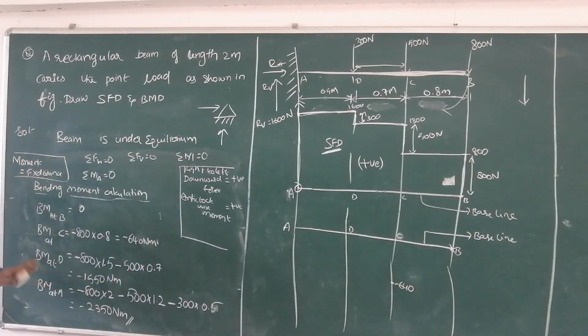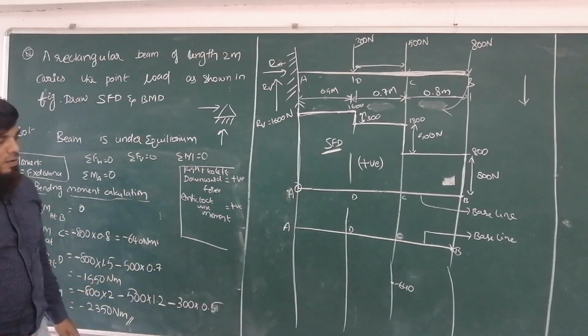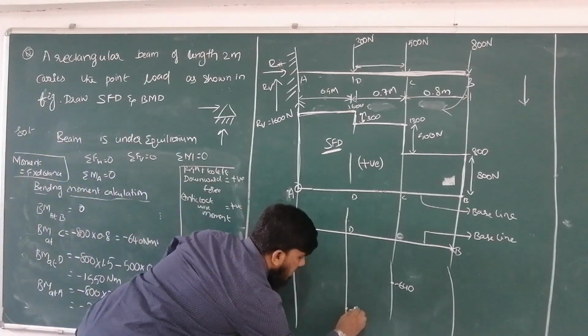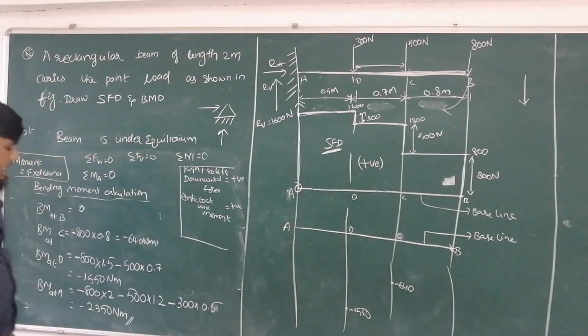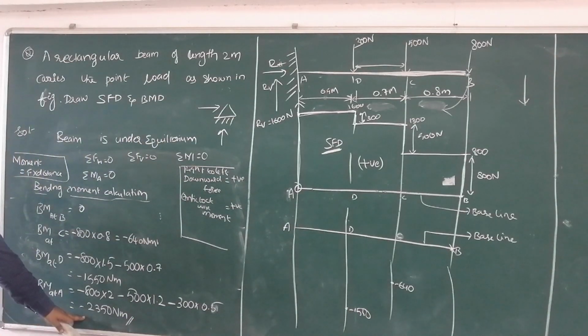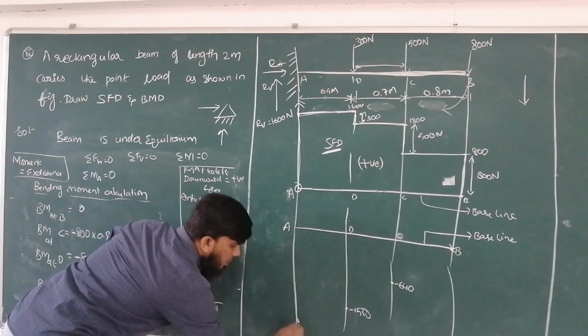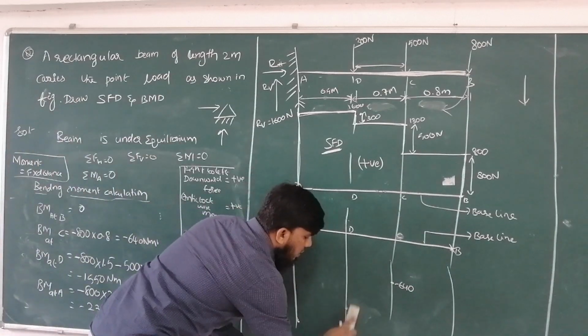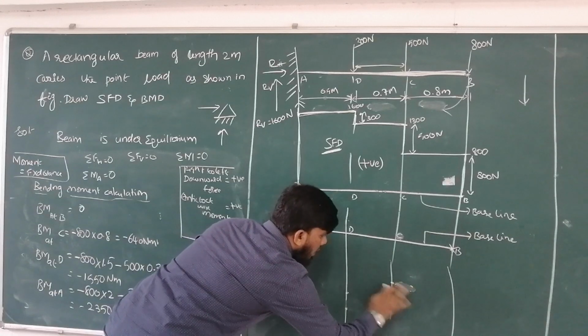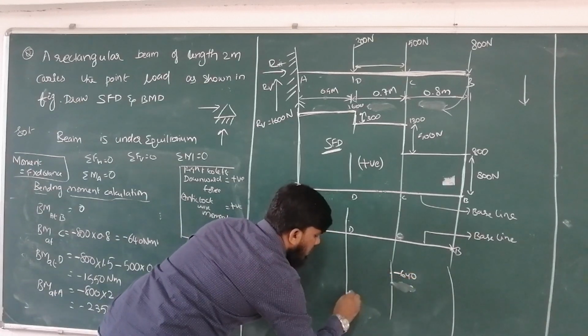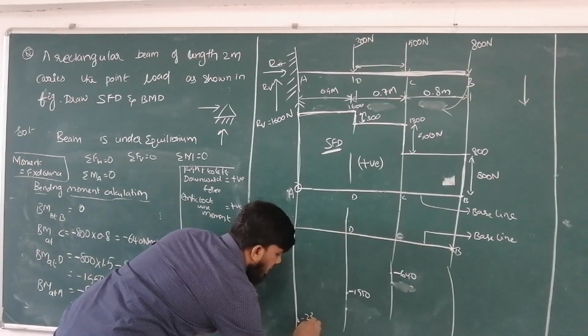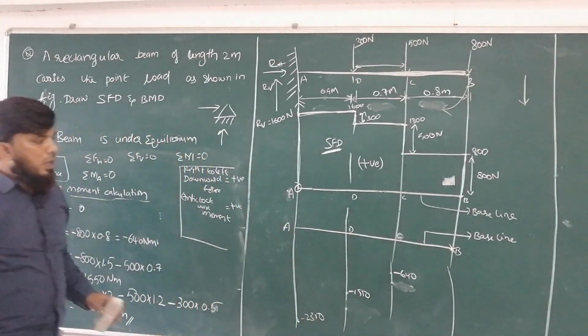Next, it is simple coordinate geometry: how you take the points and draw the graph, similarly you have to put the points and, based on the points, join them. So what is the bending moment at point D? Minus 1550. Next, at point A we got minus 2350. There is short space, so I will take this point as minus 640, this point as minus 1550, and this point as minus 2350. Clear?